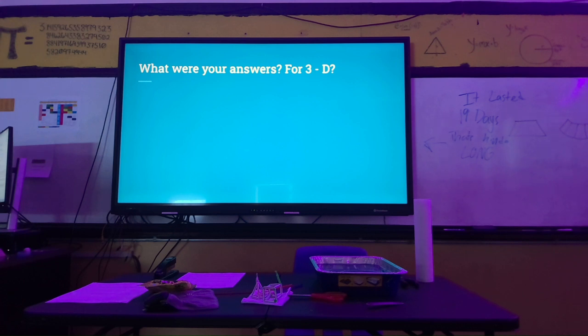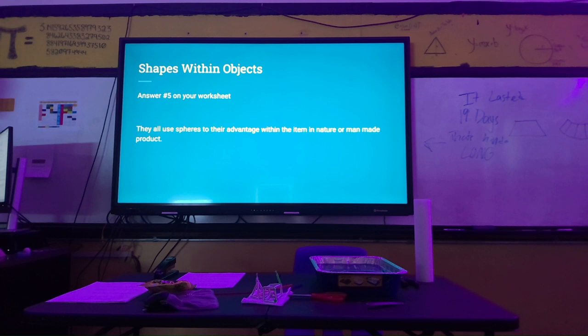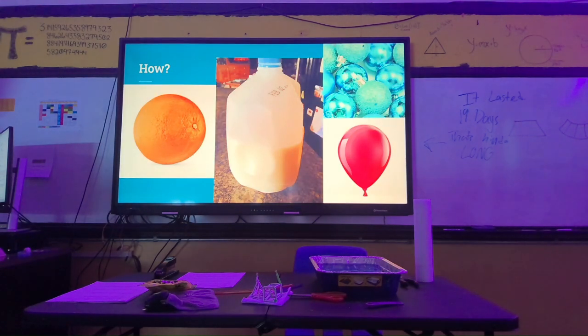Triangles? So like pyramids? Yeah. Okay. What did you think of anything that you could use them for in real life? Construction. Okay, so maybe constructing a pyramid, like the Bass Pro Shop Pyramid. That one. Okay. All right, so they all use spheres to their advantage within the item in nature or man-made product.